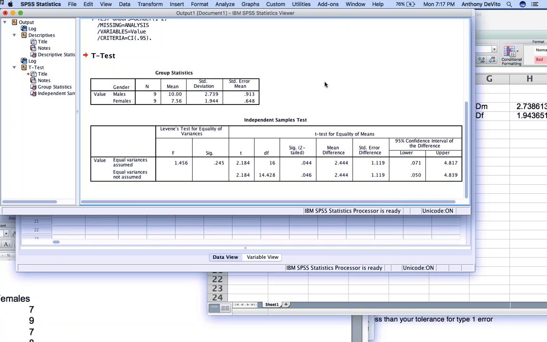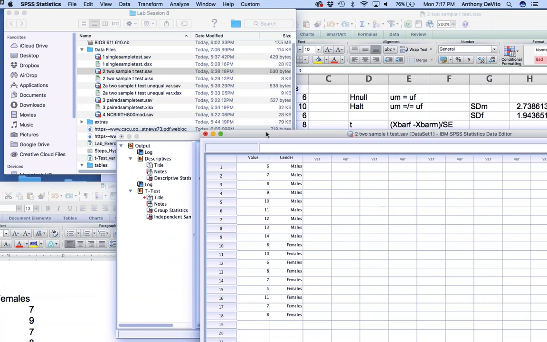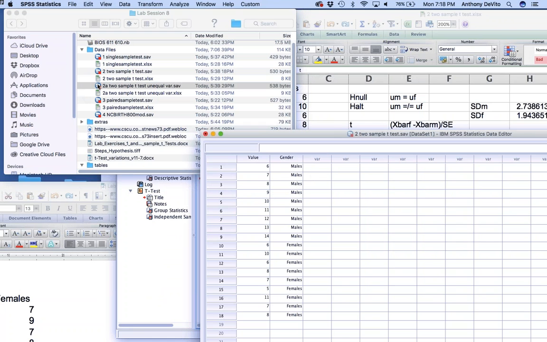Okay, so at any rate, let's try this again. Except this time, I'm going to open up another file that I have. Another file has the same averages, but the variabilities are different. I'm not going to bother opening it in Excel. I'm going to go straight to SPSS, t-test, unequal variances. I'll click on that.